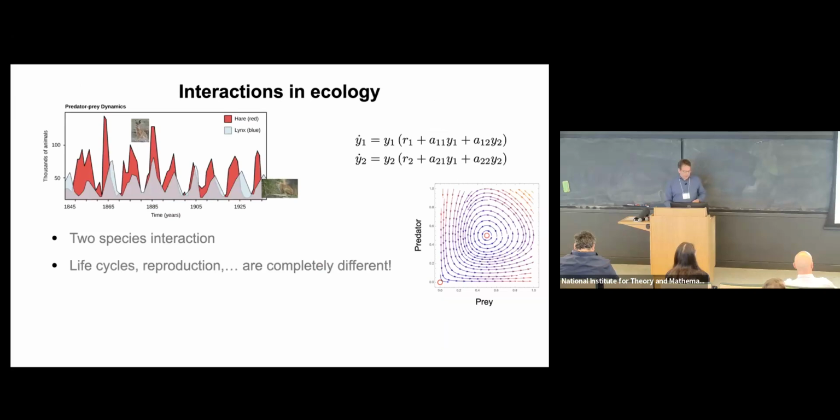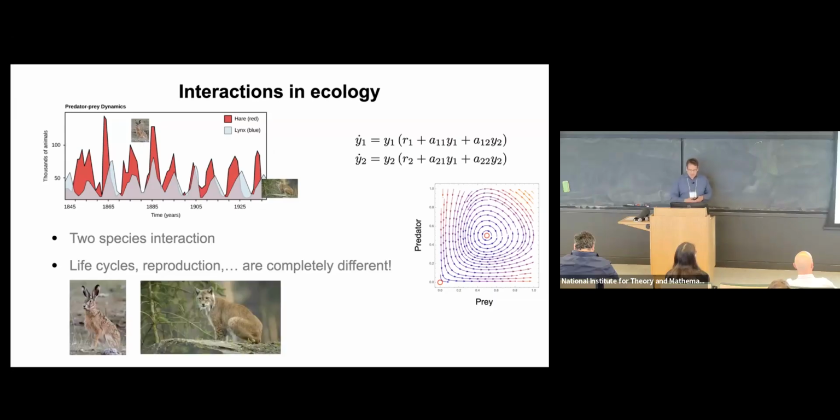If you instead think about theoretical ecology, the most famous example is predator-prey dynamics, which is a special case of the more general Lotka-Volterra system. I wrote down the Lotka-Volterra equations for two types on the top right. This is a two-species interaction, which means life cycles, reproduction, everything is completely different. You look at the abundance of prey and predator, and you find these closed circles. These are just two species. In this case, they are furry animals, but that's all they have in common. They are completely different.